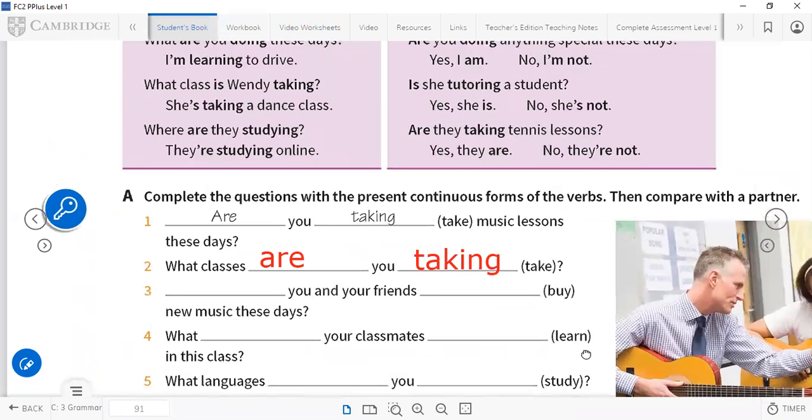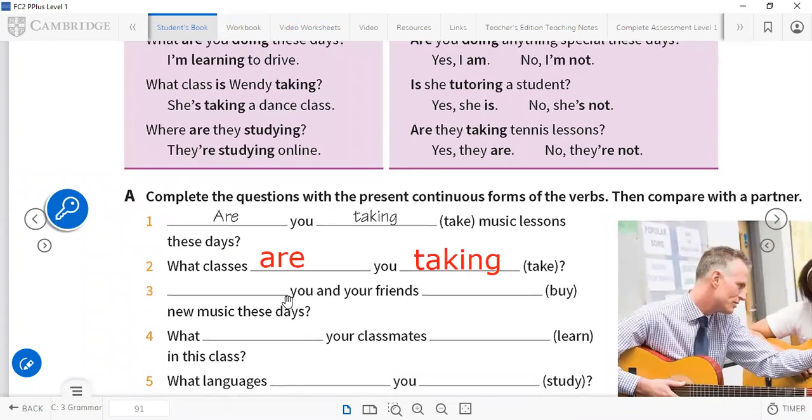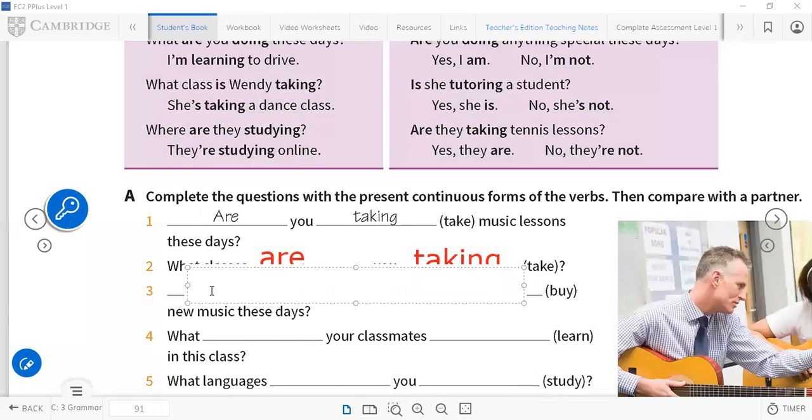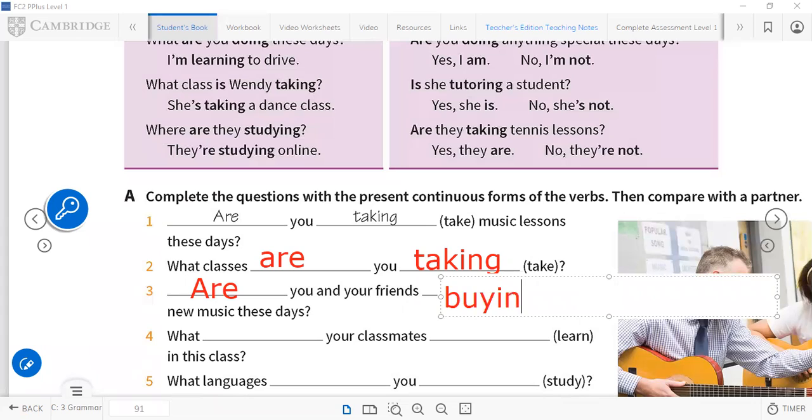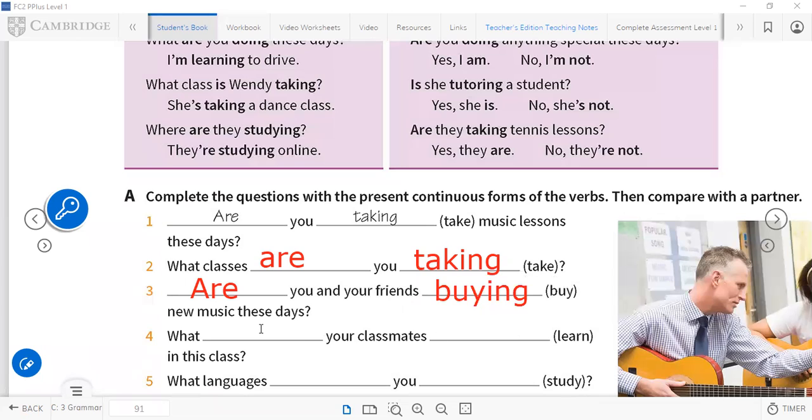Another question. Let me show here. Okay, another one. Number 3 we have you and your friends, and the verb is buy. Okay, new music these days. So what do you think goes here? Yes, obviously the answer here is are you and your friends buying, in this case, buying new music these days?